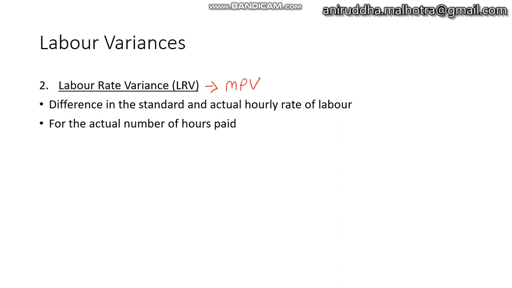When we say total number of hours paid, that includes the hours that were actually worked as well as the idle hours. So in terms of a formula, we can simply say it is the difference between the standard hourly rate and the actual rate that you have paid the labor into actual hours paid. So using this formula, you can calculate that variance. Again, if the hourly rate is more than what it should have been, it's going to be an adverse variance, else it will be a favorable variance.